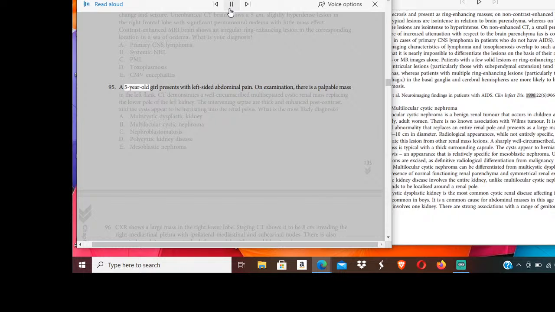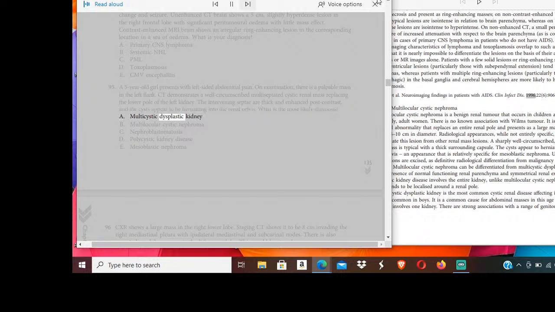95. A 5-year-old girl presents with left-sided abdominal pain. On examination, there is a palpable mass in the left flank. CT demonstrates a well-circumscribed multiseptate cystic renal mass replacing the lower pole of the left kidney. The intervening septae are thick and enhanced post-contrast, and the cysts appear to be herniating into the renal pelvis. What is the most likely diagnosis?